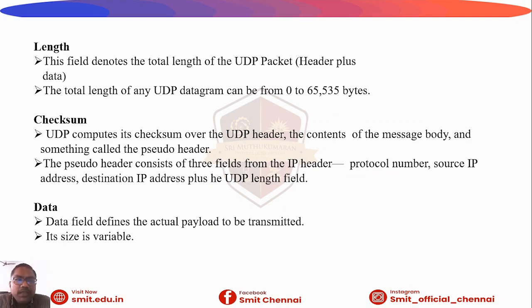Now the next one will be the length. Length denotes the total length of the UDP packet. Secondly, the total length ranges from 0 to 65,535 bytes.